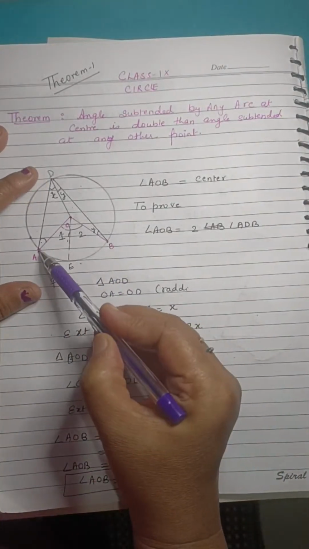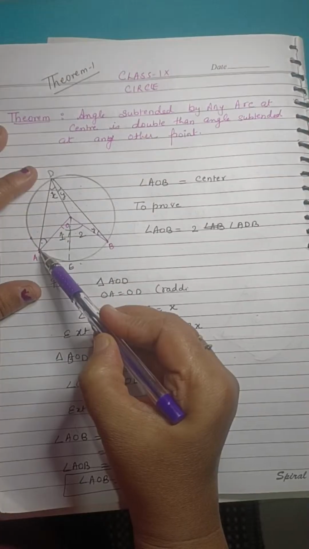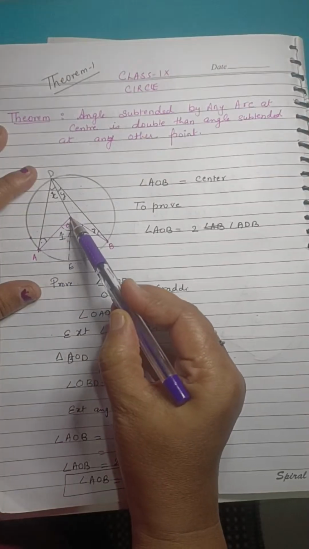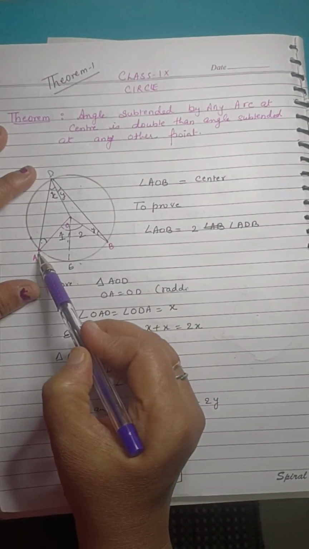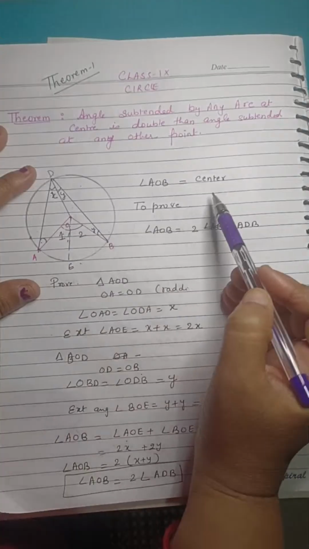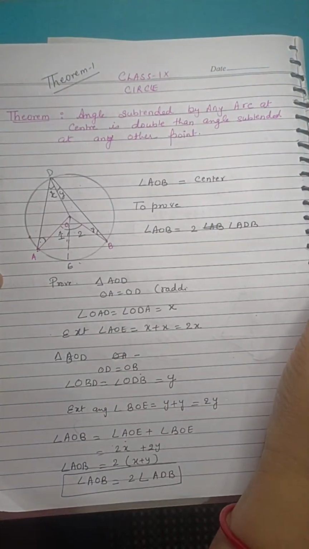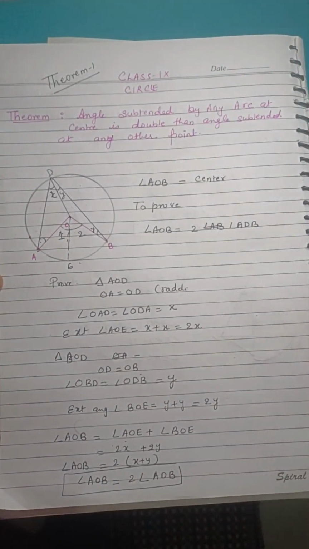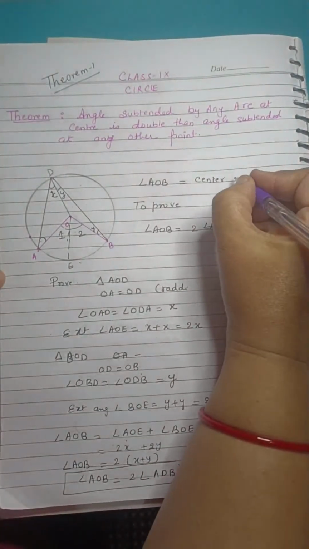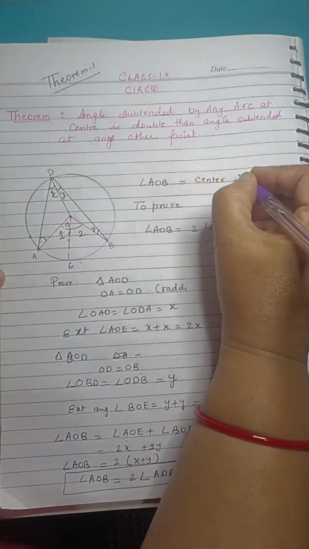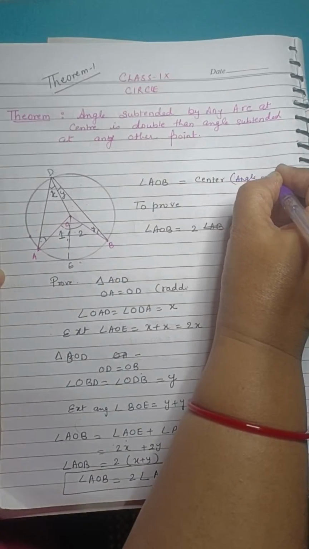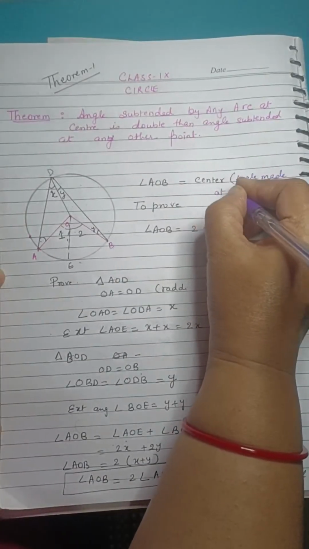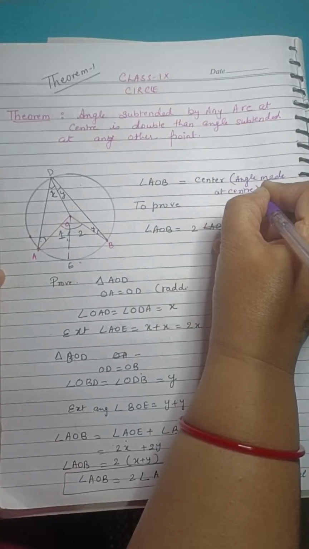Now I took a scale and connected O and A and O and B. I got an angle AOB. तो AOB क्या है? AOB जो है, that is the center angle, the angle made at the center. ये है आपका AOB, right?